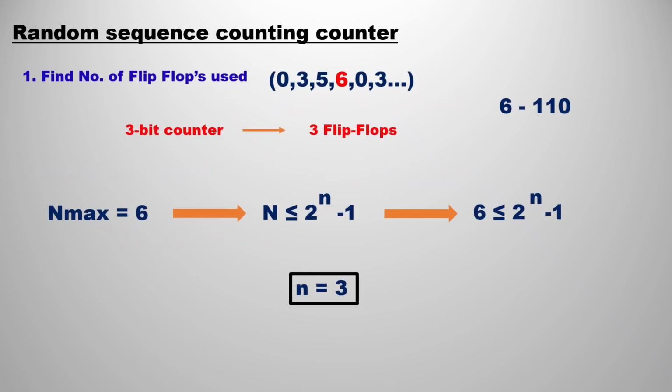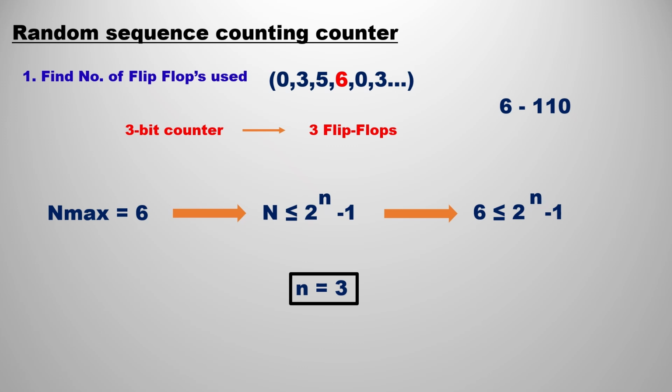The first step is to find the number of flip-flops to be used. If you observe, we have a sequence of 4 counts, 0, 3, 5, 6. The highest number is 6, and 6 in binary is 110, so we are going to store the binary digits 110. As we require 3 bits, this requires a 3-bit counter. A 3-bit counter means we are going to use 3 flip-flops.